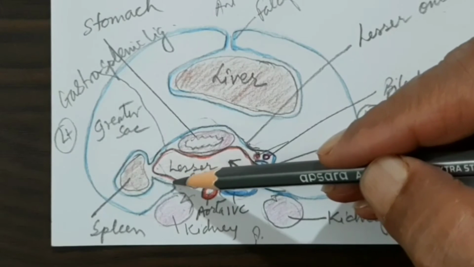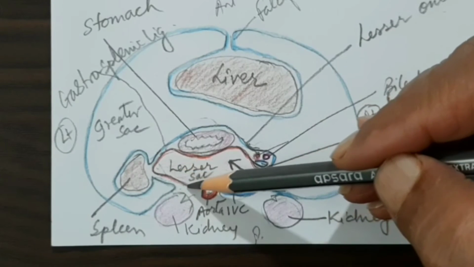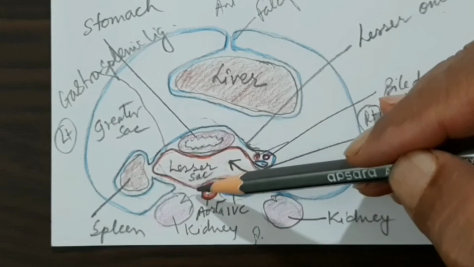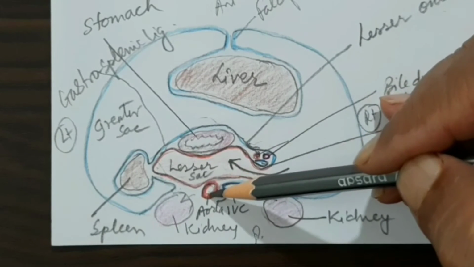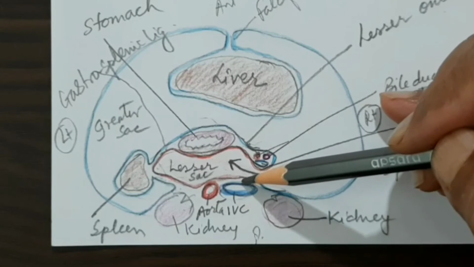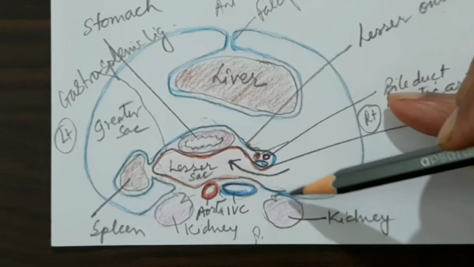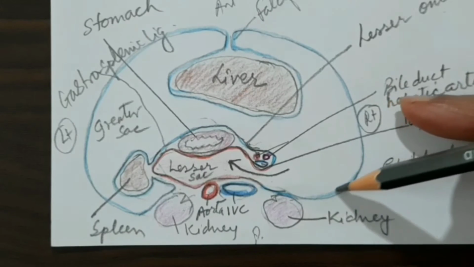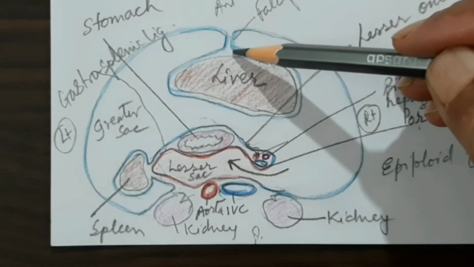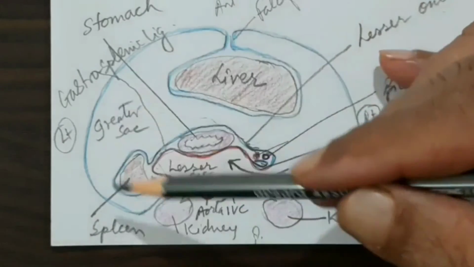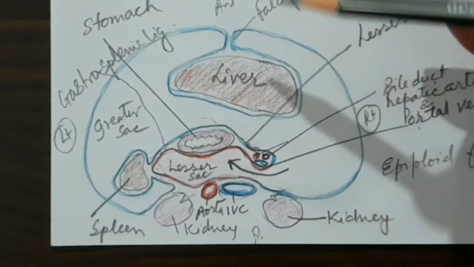And then this layer of the peritoneum, after covering the kidney, will cover the aorta, then the inferior vena cava, and then it will again go and cover the right kidney, and then it will come back to the falciform ligament from where we started tracing on the left, and then it has come to the right.